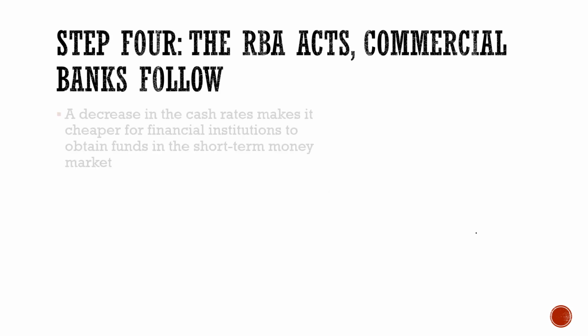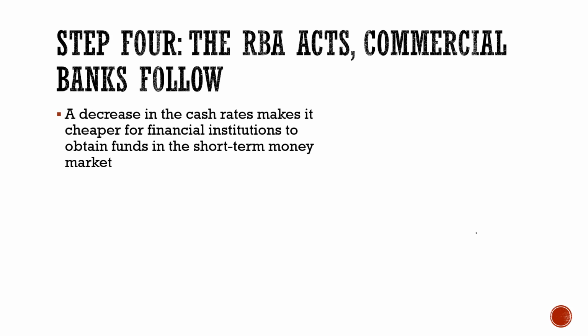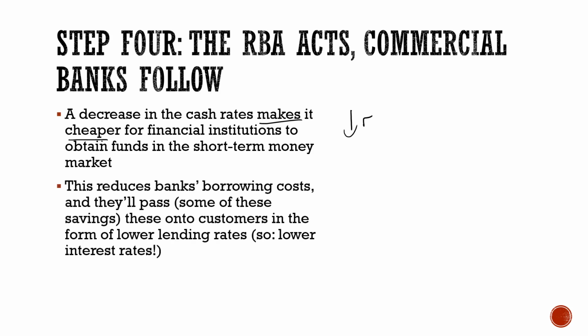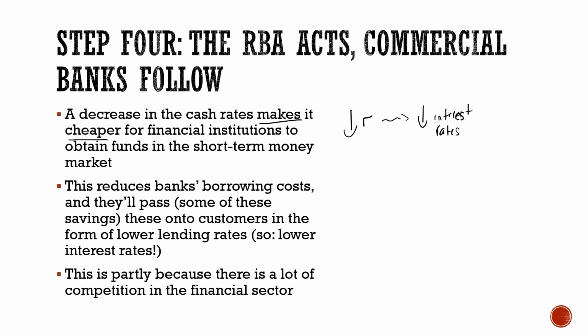Let's flip the situation now. If the cash rate is lower, this makes it cheaper for banks to obtain funds in the short-term money market. So this reduces banks' borrowing costs, and they'll pass some of these savings onto customers. Not all of them, but some of them, in the form of lower lending rates. So if I get a lower cash rate, this will lead to lower interest rates. And this is partly because there's a bunch of competition that takes place in the financial sector.